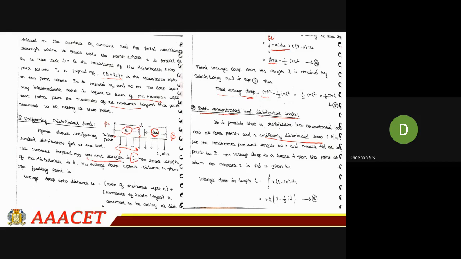Okay. So here the resistance is R per unit length, and the current will be I. The voltage drop in length L from the point at which the current I is fed is given by the integral from 0 to L of (L minus U) I du. The same thing we have used over here.